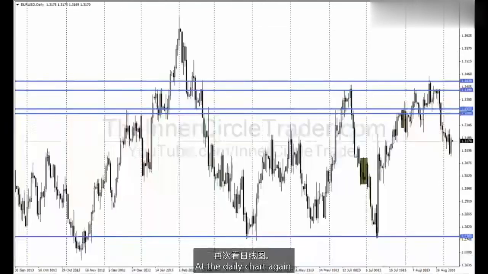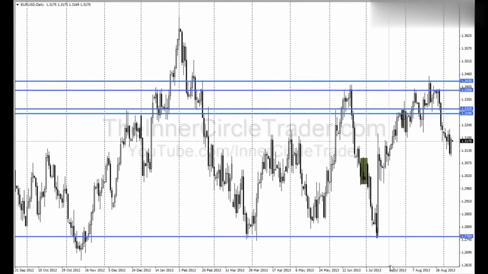If we go and look at the daily chart again, we're going to look at this example here for a sell.